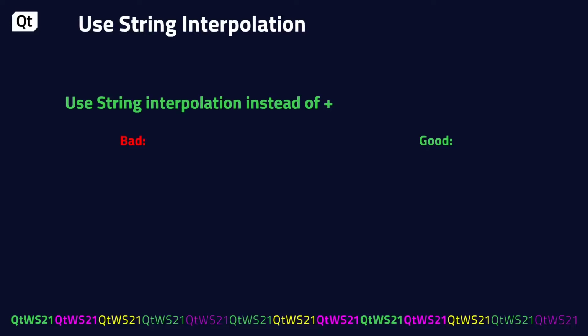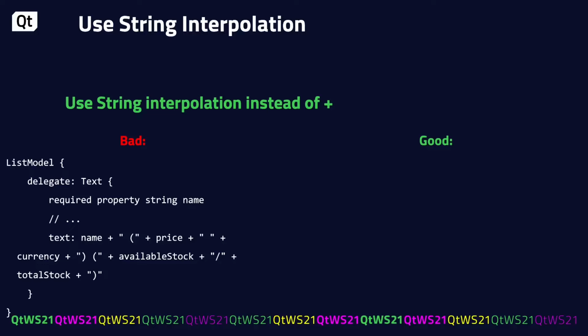Now let's talk about some less important best practices, but they are still nice to keep in mind. For example, here we have a list model with delegates, and here we have a required property again, which is great for delegates. But we shortened this a bit here because this is not our focus.